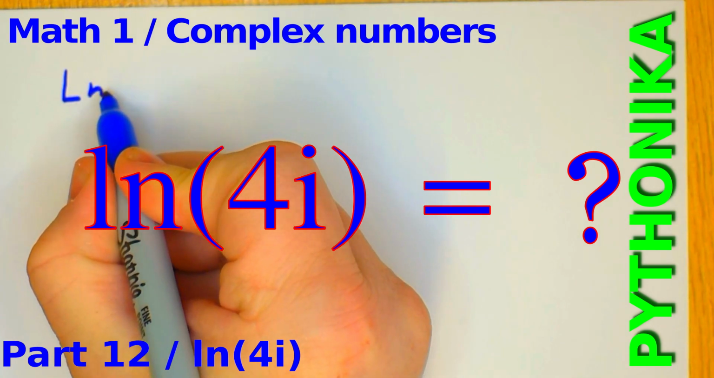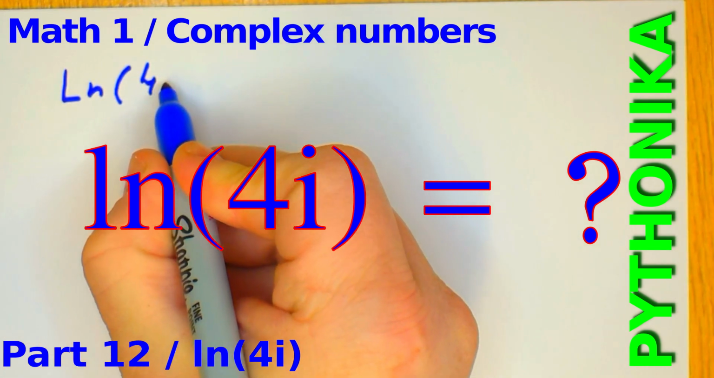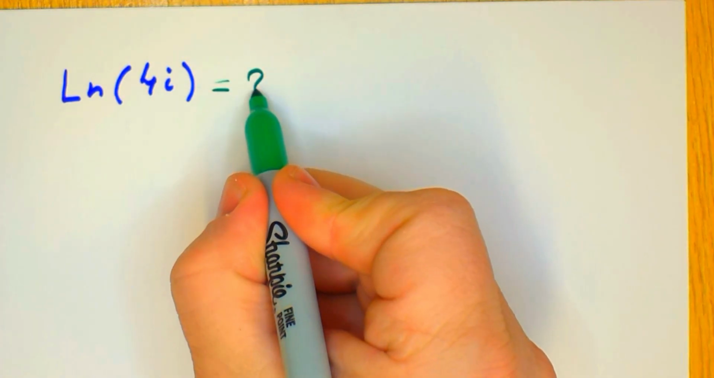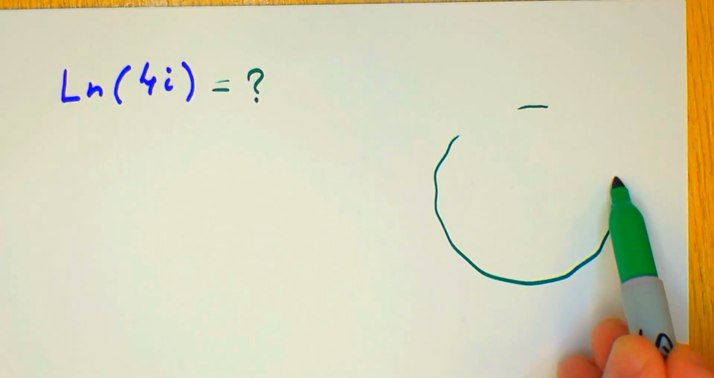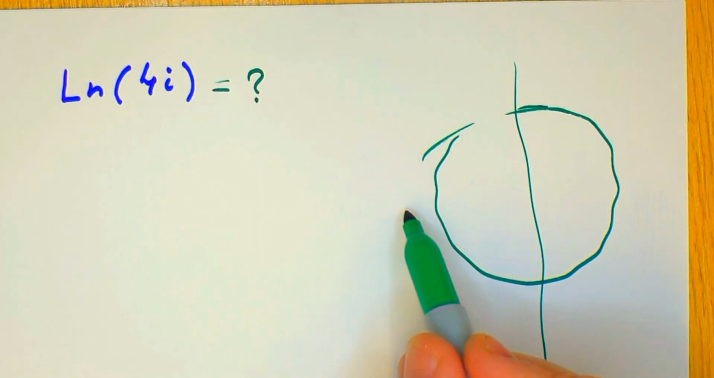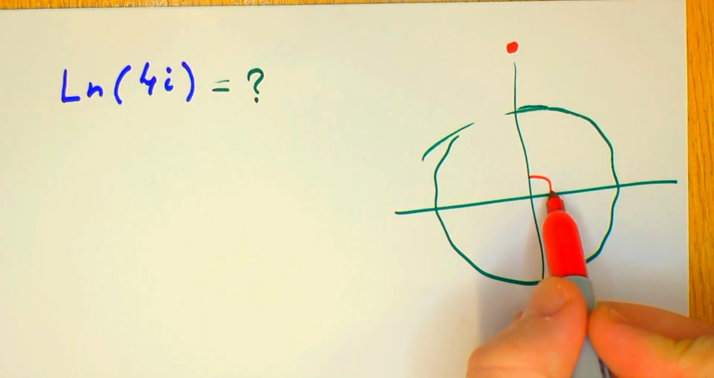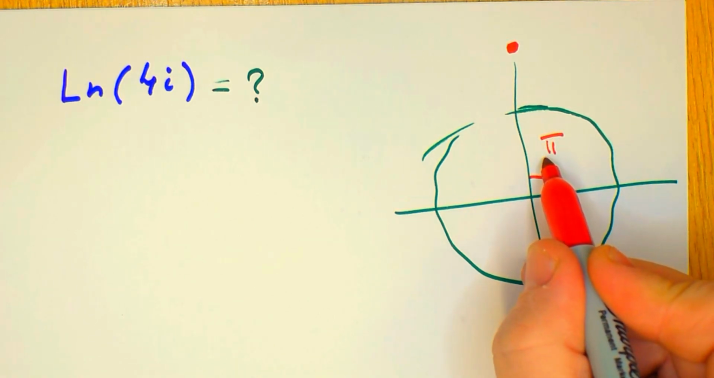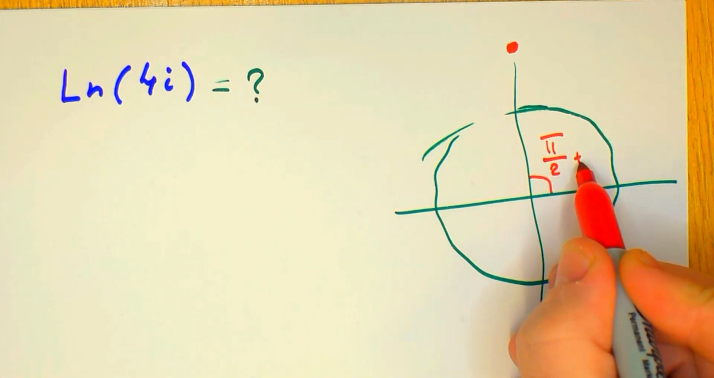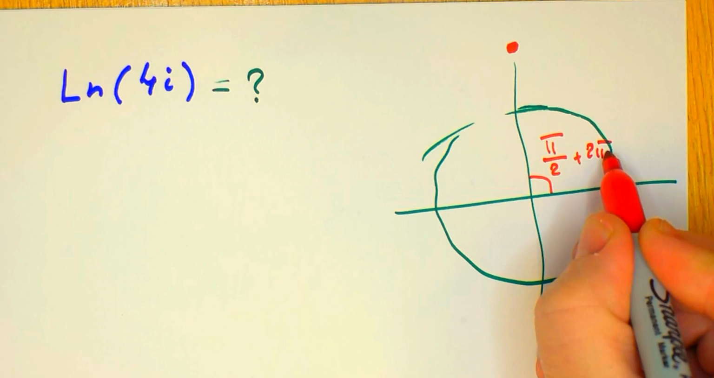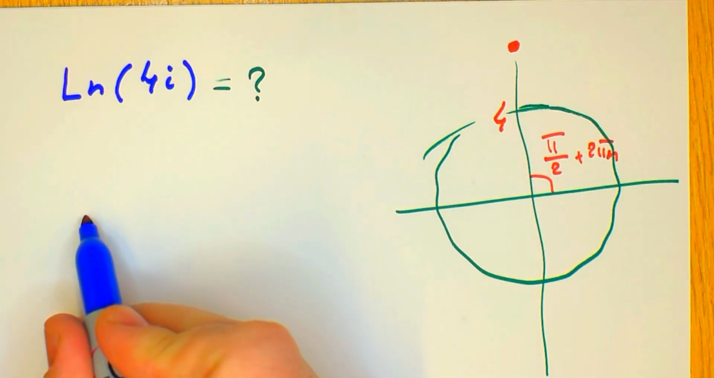In this lecture I will show you how to calculate the logarithm of 4i. So, first of all, let's draw the complex plane. It's not very accurate, but anyway. And 4i will be here with the angle of pi over 2 plus 2 pi n, and the modulus will be 4.